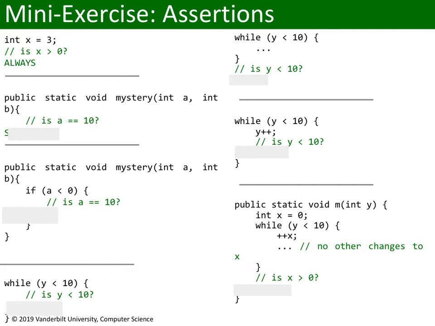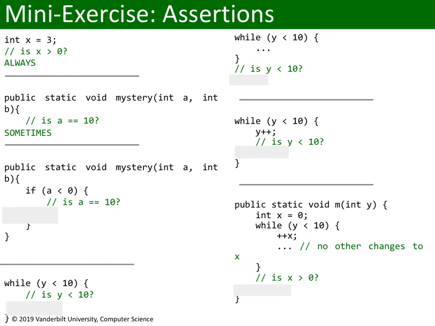Okay. We have passed a into a method. Can we make any assertions about the value stored in a? No. Anytime you pass a value into a method, we do not know what value was passed, and therefore we can only say that sometimes a would be equal to 10.